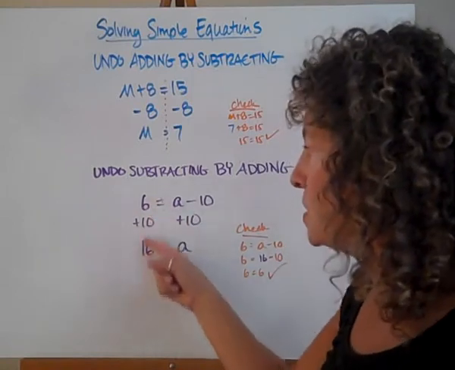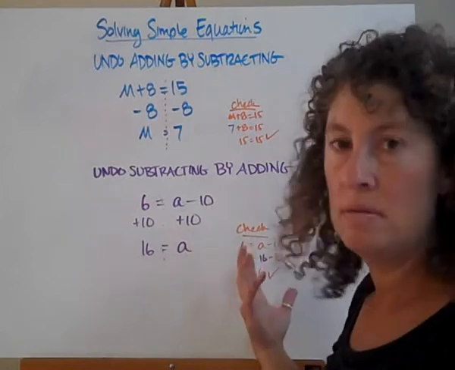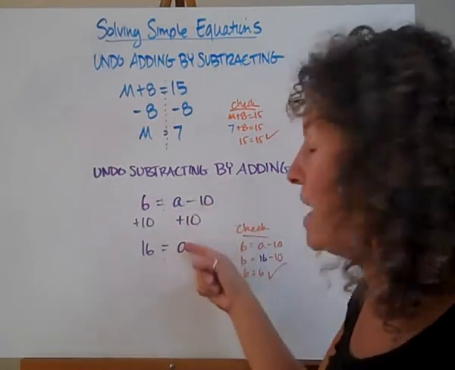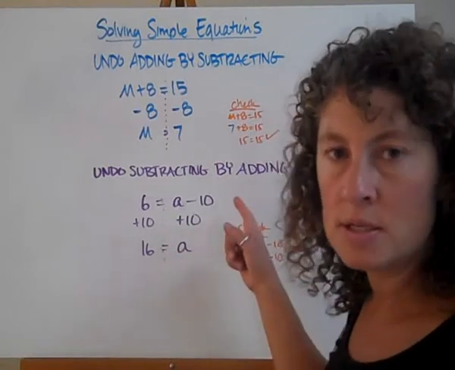So on the left, 6 plus 10 is 16. On the right, not as interesting. Minus 10 and plus 10 gives me nothing. So I'm left with a. The a is the only thing remaining. So I think that a should be 16 to make this equation true.